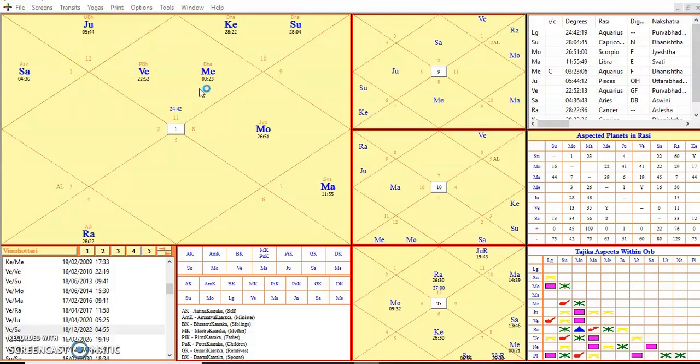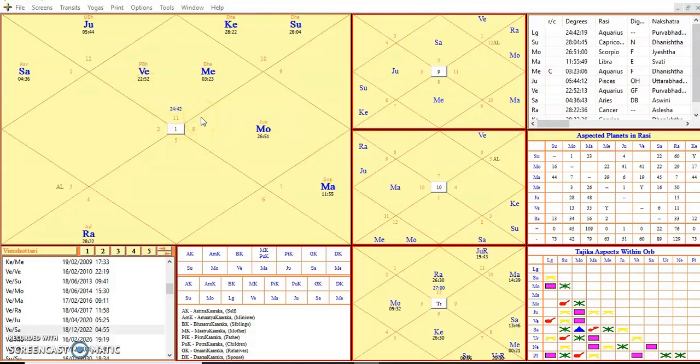And in the North Indian chart, the houses would remain the same. This is always the first house, this is always the seventh house, this is always the fourth house, this is always the 10th house, this is always the fifth house, this is always the ninth house, and so on. So in North Indian style, your houses would remain the same.